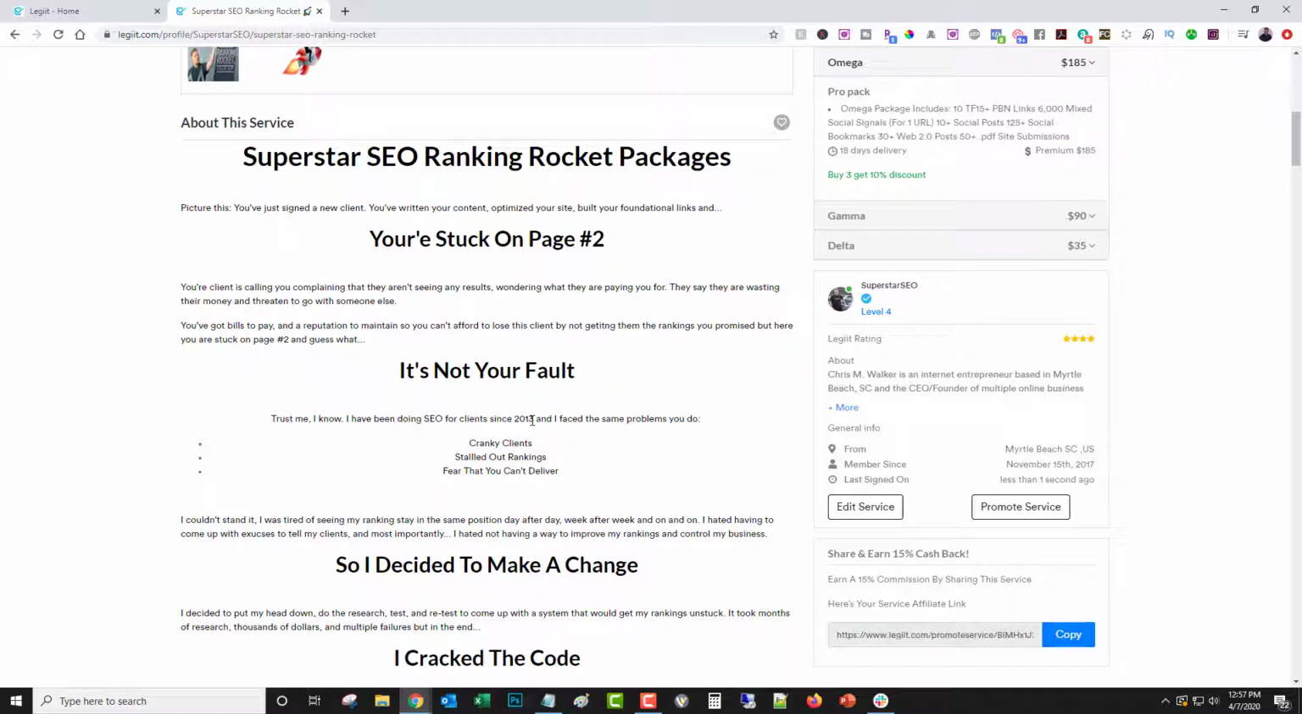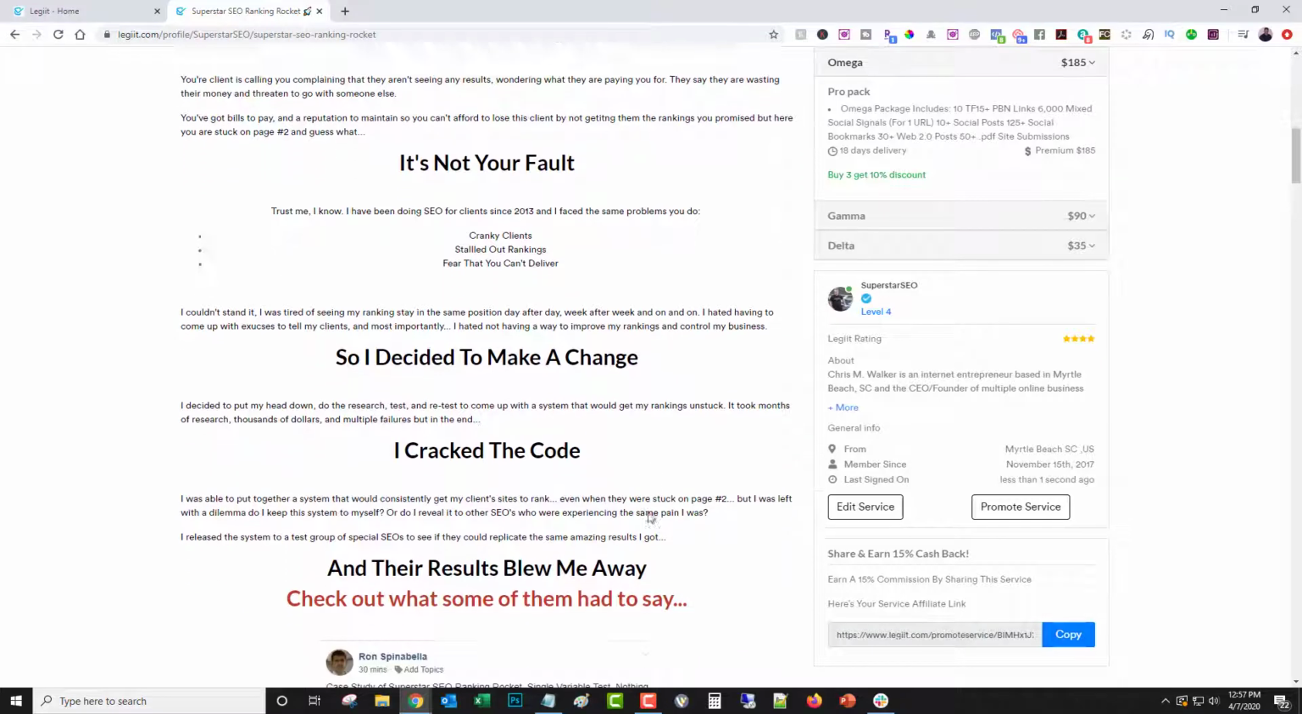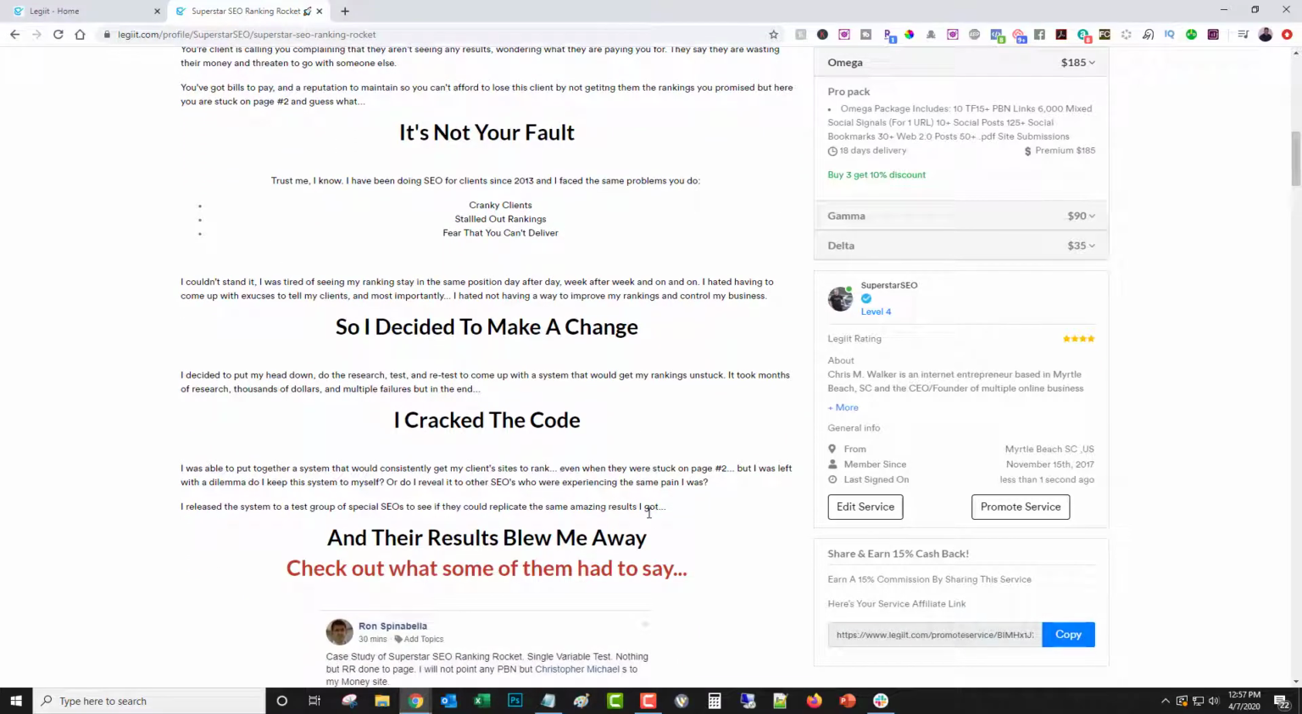And then we have what we call the eureka or the aha or epiphany moment. So I decided to make a change. Basically what you're doing there is telling them that a change is possible to take them out of that pain state. And then we go into it. I decided to put my head down, do the research, test and retest to come up with a system that would get my rankings unstuck. It took months of research, thousands of dollars, and multiple failures, but in the end, I cracked the code.